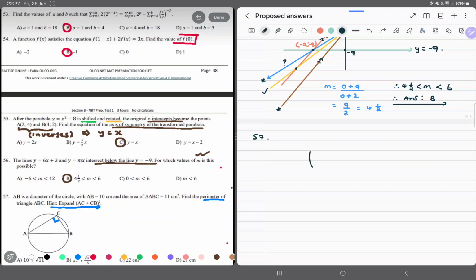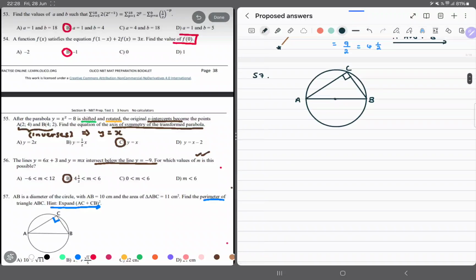So maybe let's draw the circle first. And it looks like this is what would be my diameter right here. So this is A, B, C, and I have a right angle there. Okay, not a problem. So what are we going to do here?